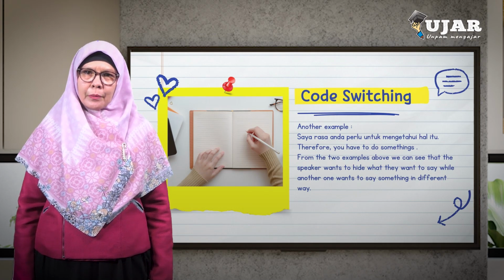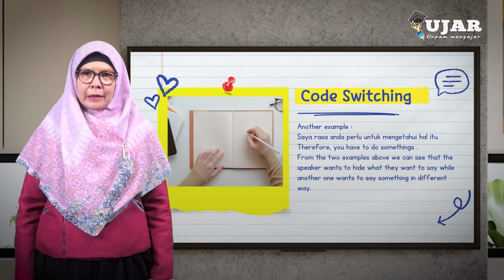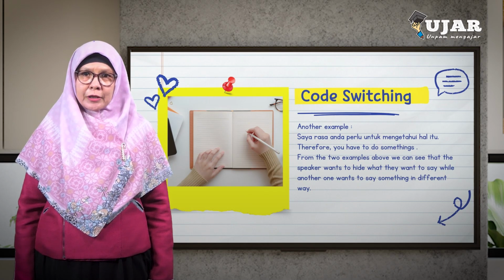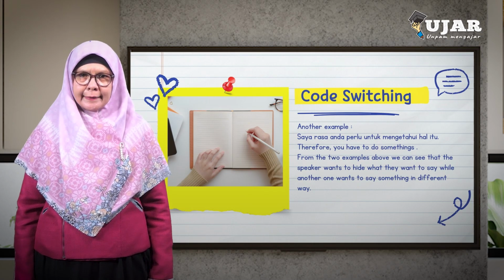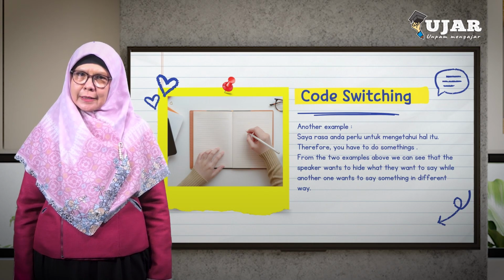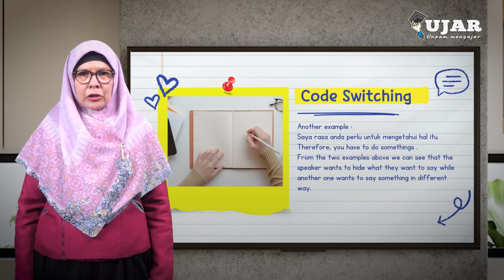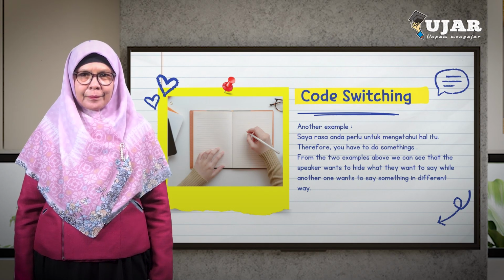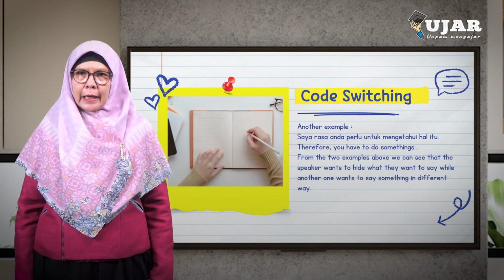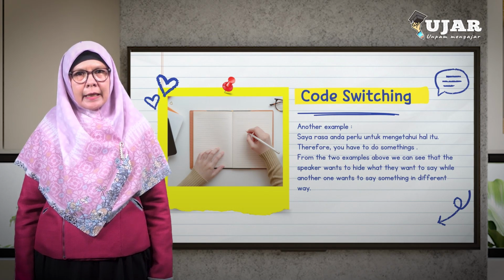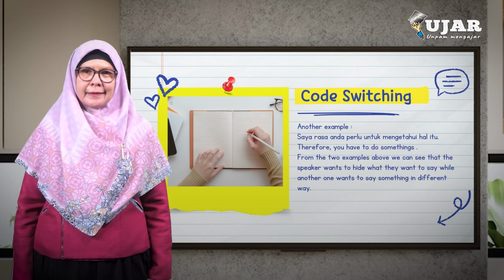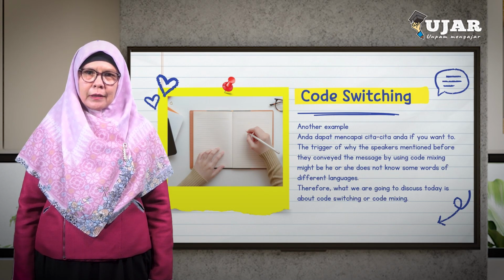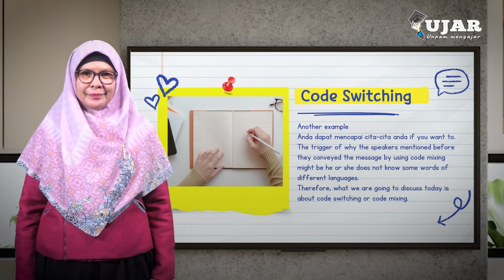From the two examples above, we can see that the speaker wants to hide what they want to say, while another one wants to say something in a different way. To use different languages, sometimes someone mixes two or more languages. Hence, they will say such as, "Saya akan pergi to the market this morning." Another example, "Anda dapat mencapai cita-cita Anda if you want to."